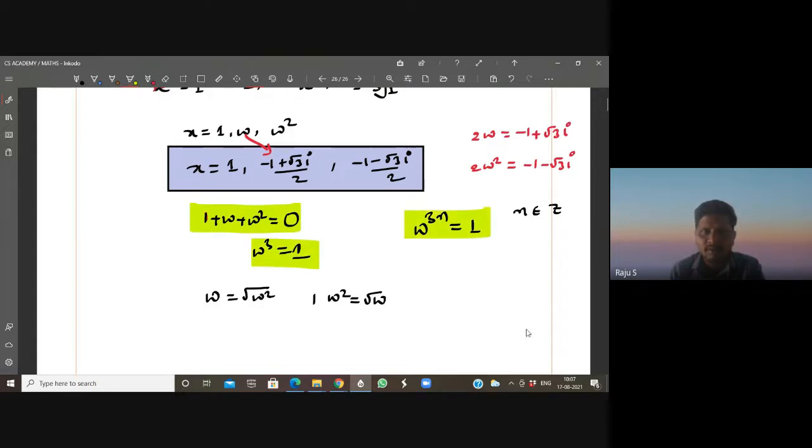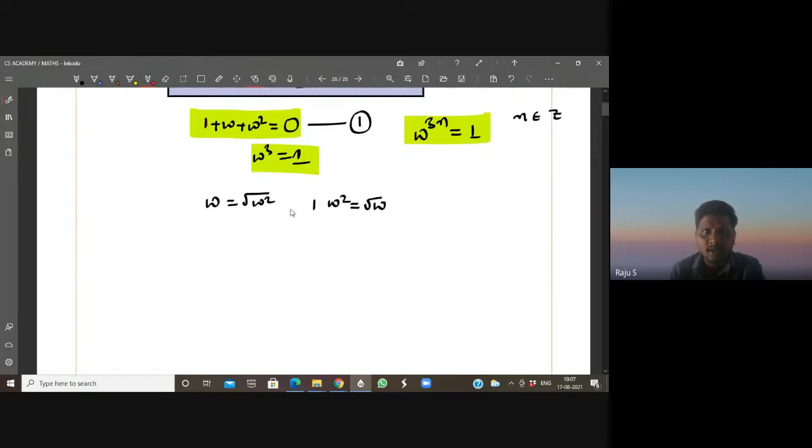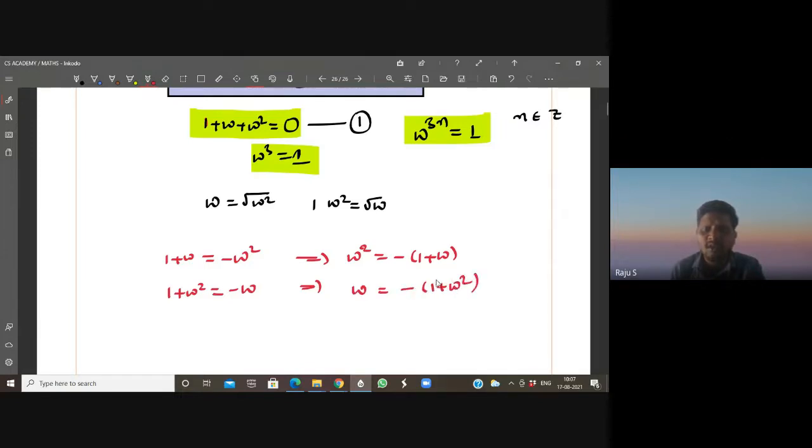Okay, students. With the help of that, from this equation 1, I may write two more properties. What is 1 plus omega? Shall I write minus omega square? Yes. What is 1 plus omega square? Shall I write minus omega? Yes. Which implies that minus omega square, then only plus omega square can be written as minus of 1 plus omega, yes, we can write. And minus omega can be written as minus of 1 plus omega square. We can write in many ways. Depending on the question, you can take any one of them.